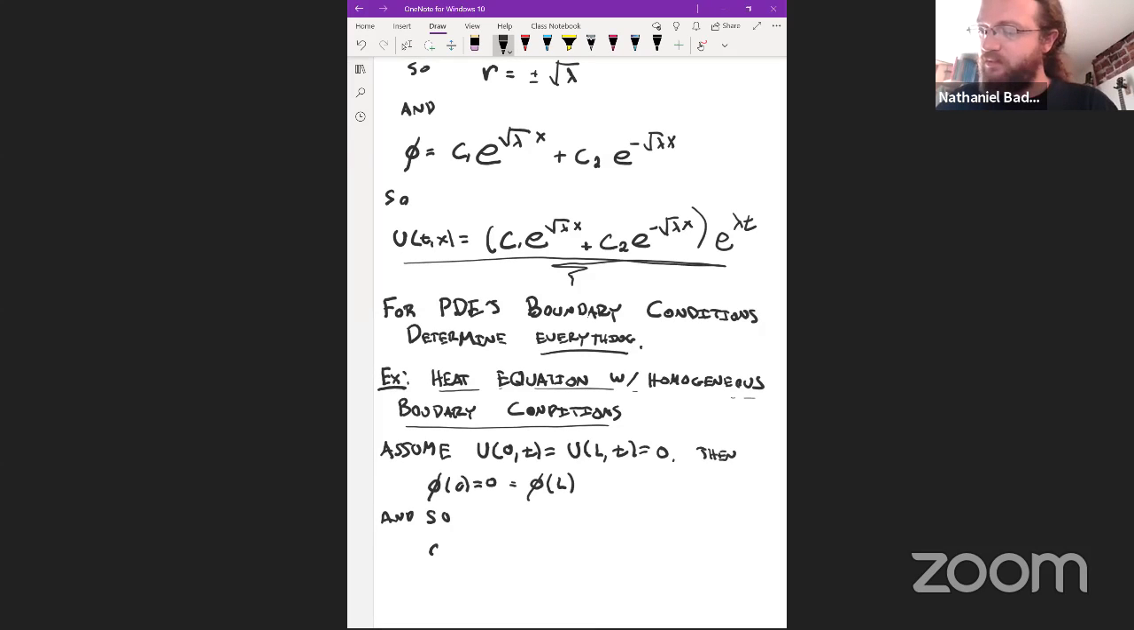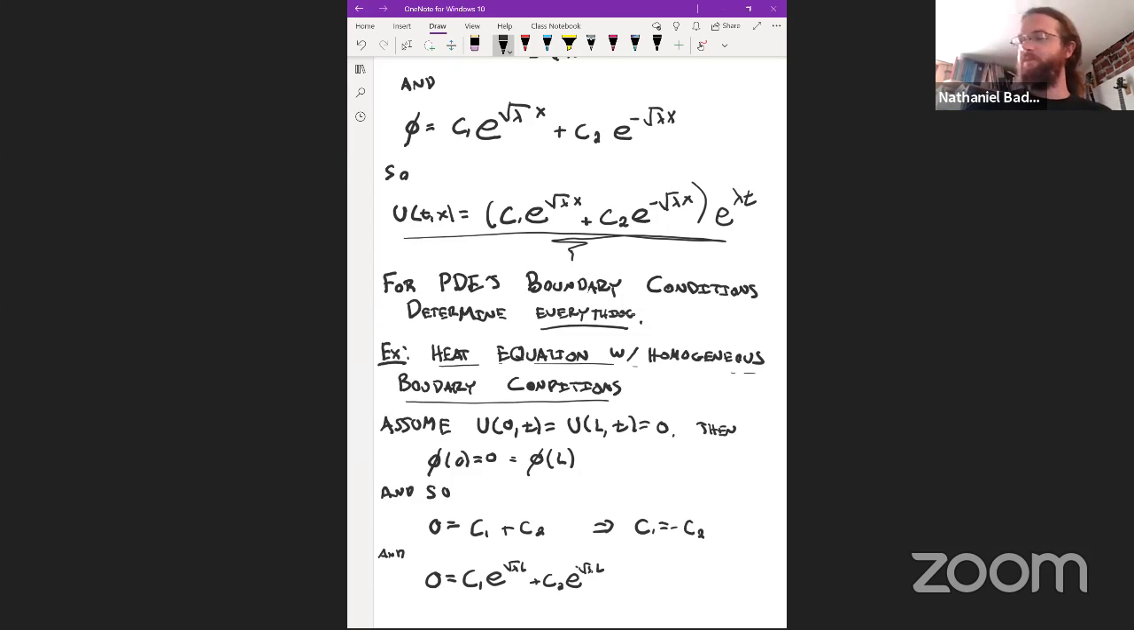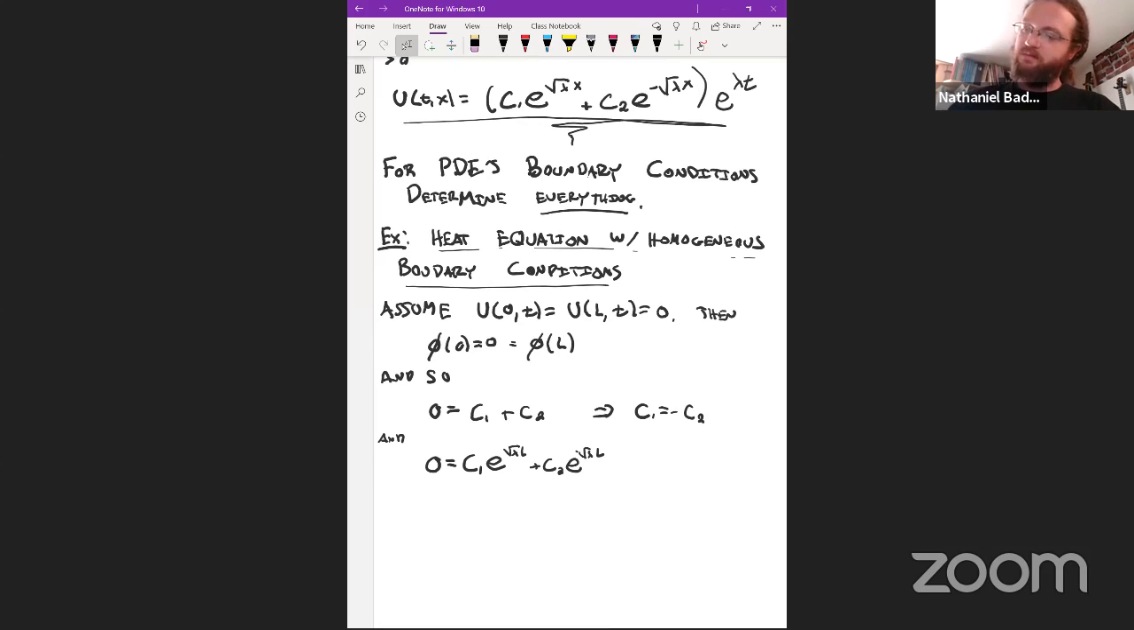And so plugging that in, we're going to have 0 equals C1 plus C2, which is great. This implies that C1 is equal to minus C2. And 0 equals C1 e to the root lambda L plus C2 e to the minus root lambda times L. Let's just put in that first condition.